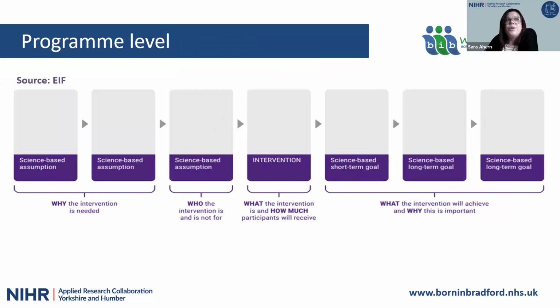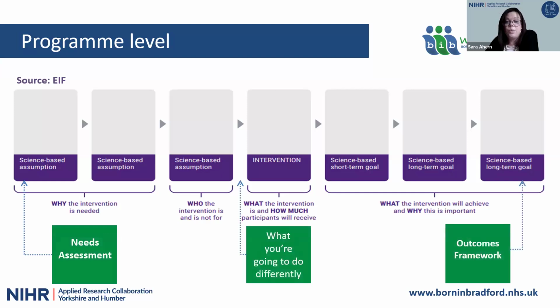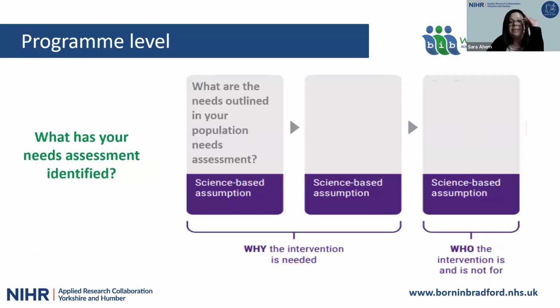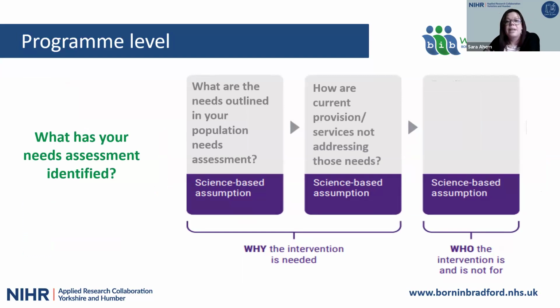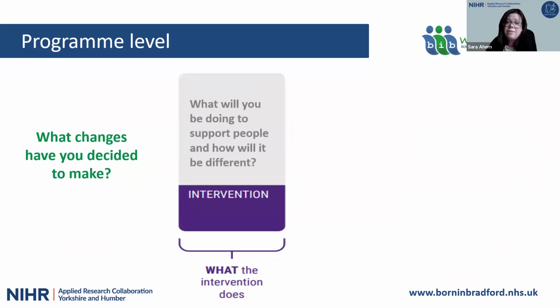That's at a sort of individual intervention level, but this theory of change works really well if we're thinking about whole programs of work as well. So on the left-hand side, you'd have your needs assessment, your outcomes framework on the right, and what you're doing differently in the middle. So what has your needs assessment identified? How is current provision not addressing those needs? Who are you aiming to reach with the changes to your organisation or system? What changes have you decided to make? So what will you be doing differently to support people?